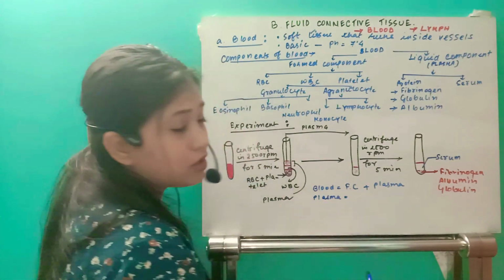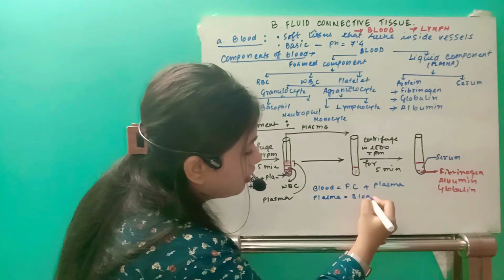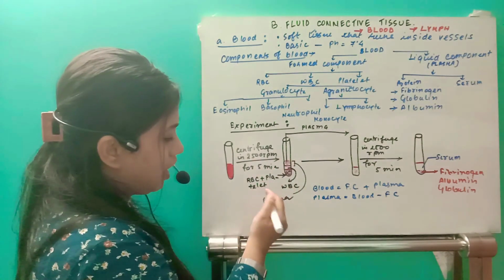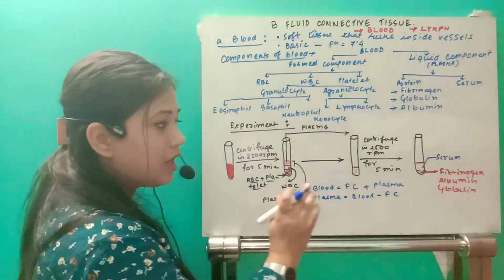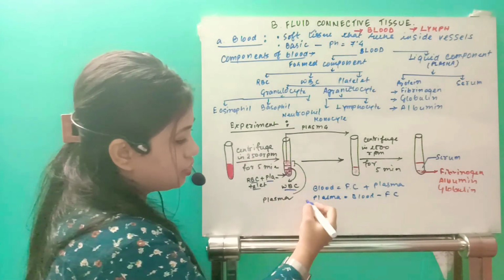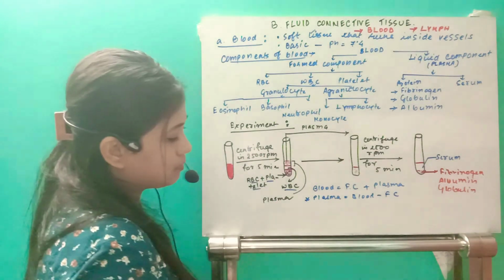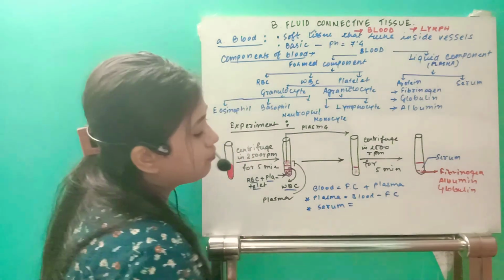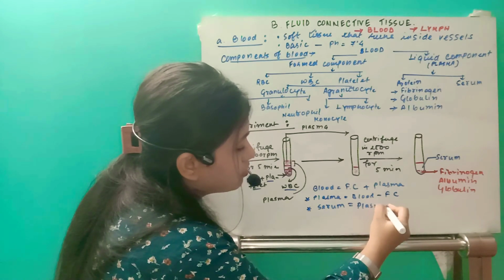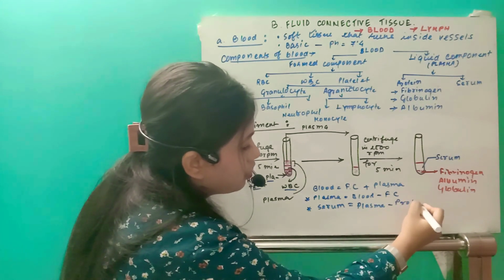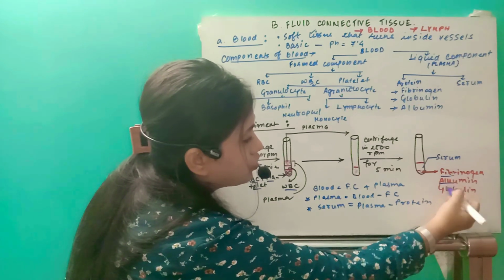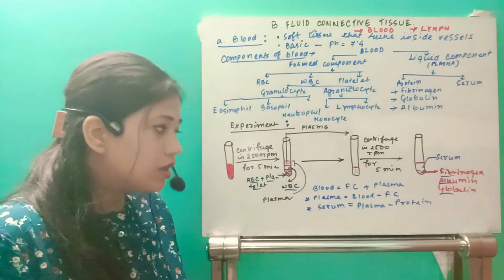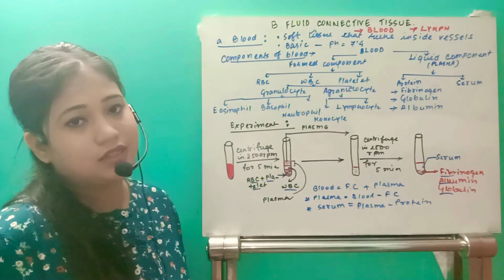What will be the plasma? Plasma will be equal to blood minus formed component. That means if you remove that RBC, WBC and platelet, then you will get the plasma, right? So this will be the equation of the plasma. And the next one, what will be the serum? Serum will be equal to plasma minus proteins. So what are those proteins? Fibrinogen, albumin and globulin. If you remove the protein factors from the plasma, then you will get the serum.